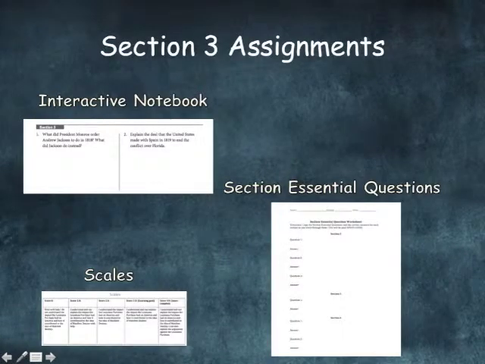Alright, now that we've covered the information for Section 3, you need to make sure that you've completed your interactive notebook, you've answered the one section essential question, and wrote down the question and the answer on your section essential question handout. You've also gone back and looked at the scale for Section 3. Read over the scales and place today's date on where you are. Hopefully you're a 3 by now. If not, you might want to either go back and read the text or listen to the video again.